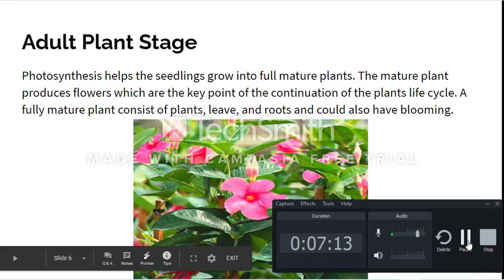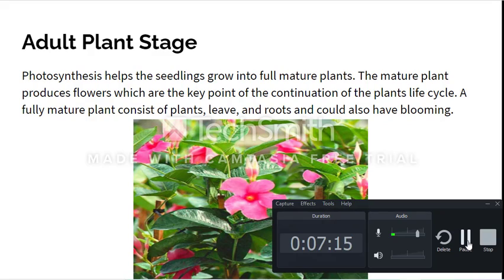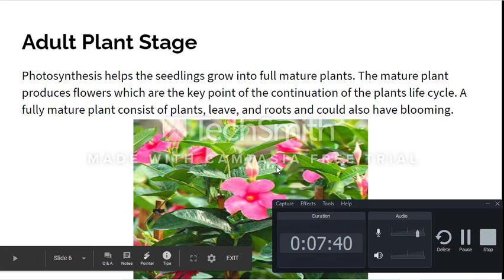Now the plant has reached its full-grown maturity, and this is due to photosynthesis that helps the seedling grow into full mature plants. The adult plant stage is one of the final stages of the plant. The mature plant produces flowers, which are the key point of the continuation of the plant life cycle. A fully mature plant consists of stems, leaves, and roots, and could also have blooming. And blooming are these little things right here that will one day grow into this beautiful flower right here.